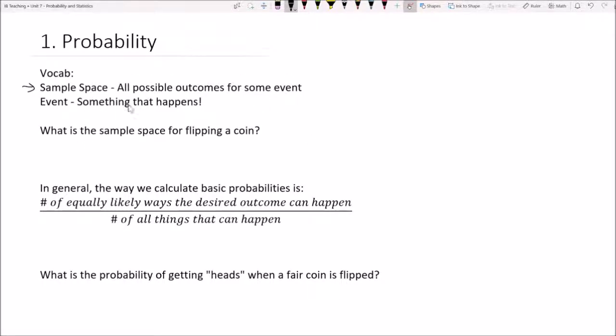So that's for some event. What is an event? An event is just something that happens that has some probability. So we already talked about the sample space for flipping a coin. The things that could happen, it could be heads or it could be tails. That's a sample space.